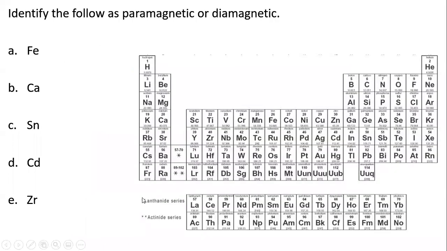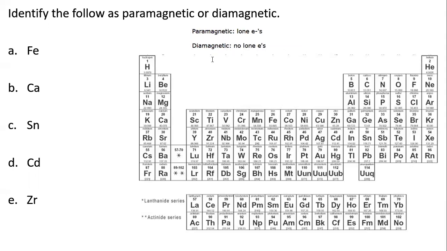So now we're getting into the magnetic properties of elements and ions, and there's 2 ways we can describe an element or ion. We can describe it as paramagnetic or diamagnetic. And so paramagnetic means it's attracted to a magnetic field, diamagnetic is not. And so the way we know something is paramagnetic is it has lone electrons. So if it has lone electrons, it's paramagnetic. Diamagnetic means it has no lone electrons.